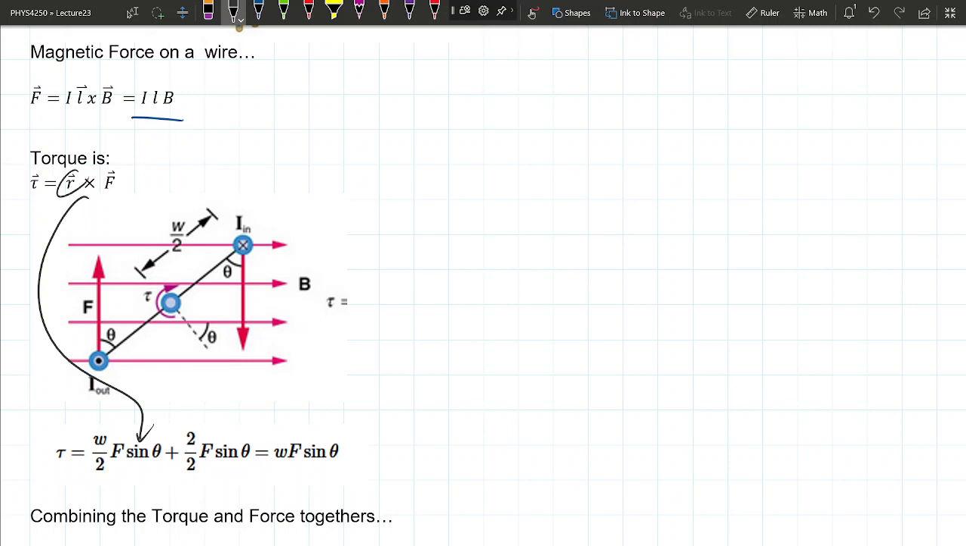R is basically half the width of this wire loop, halfway between the two places, and the force is just the force we're applying. So that's what we calculate up here. The cool thing is that you have the same thing on this side and that side, and both torques turn the little loop in the same direction, so they add. So this one half just disappears. That's W. Both of these just add to W F sine theta: the width of the loop times the force you apply to it times sine of theta.